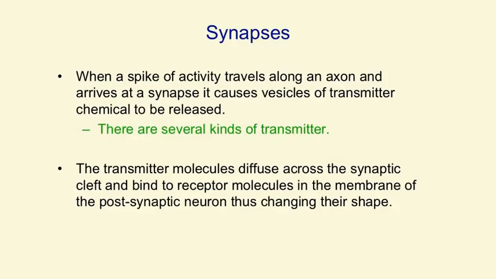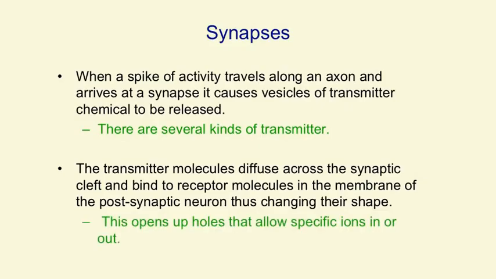And by binding to these big molecules in the membrane, they change their shape. And that creates holes in the membrane. These holes allow specific ions to flow in or out of the postsynaptic neuron, and that changes their state of depolarization.